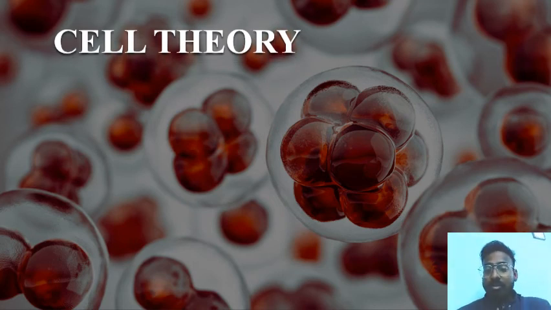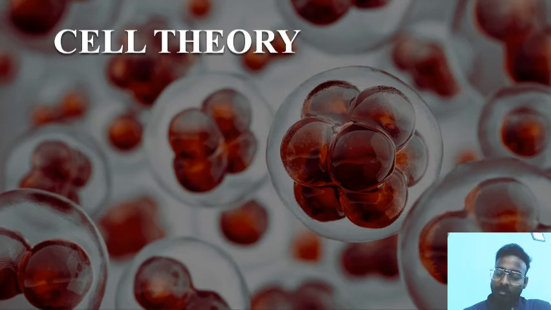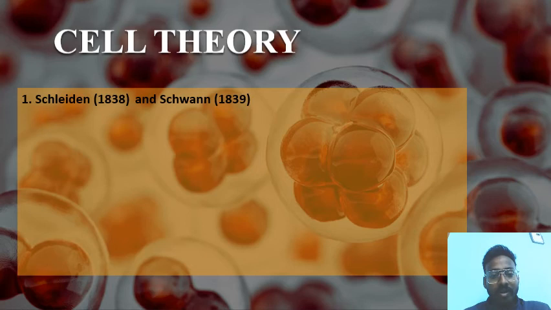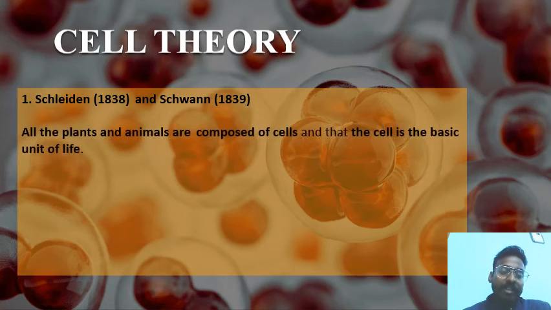So now let's talk about the cell theory. The cell theory was proposed by Schleiden and Schwann in 1838 and 1839. What they said was that all plants and animals are composed of cells, and the cell is the basic unit of life, as we discussed also.